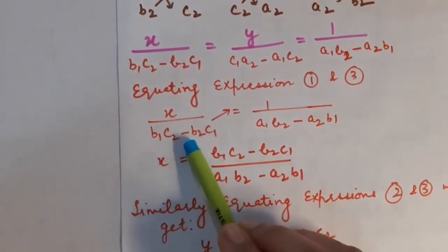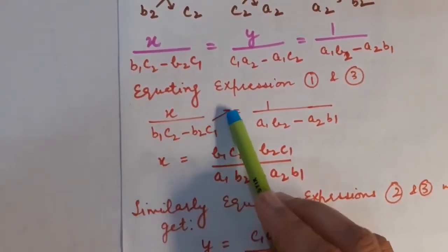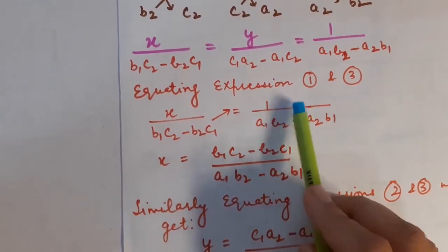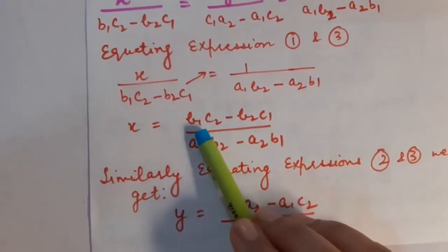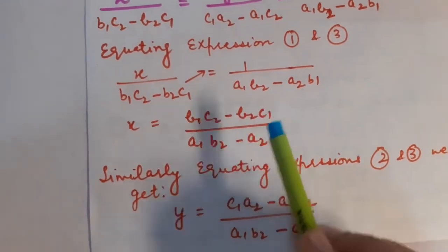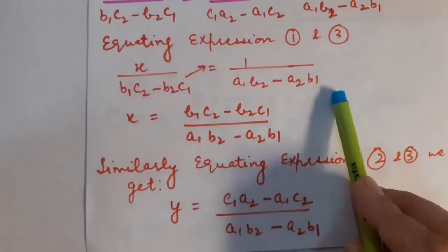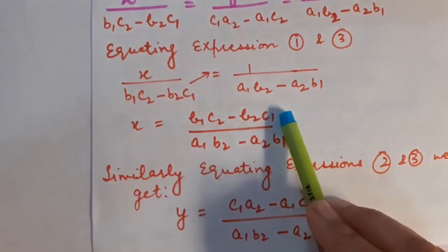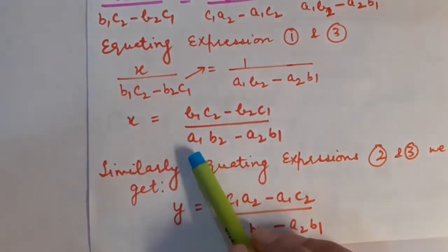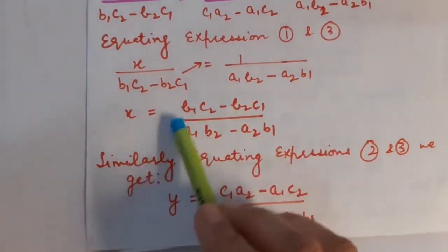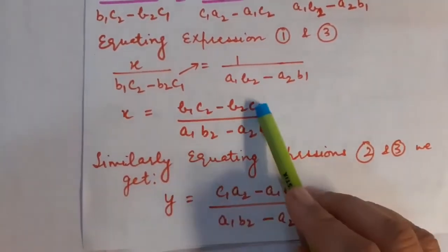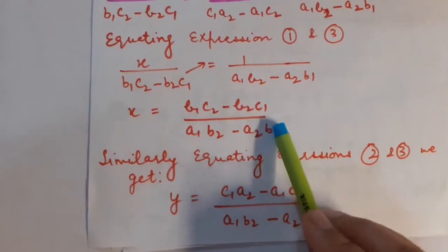Now b1 into c2 minus b2 into c1 will be multiplied by 1 by cross multiplication. So what is the value of x you have got? This is b1 c2 minus b2 c1 upon the complete expression, which is written as the denominator for 1, a1 b2 minus a2 b1. So this is the value of x which we are going to use to solve the questions.